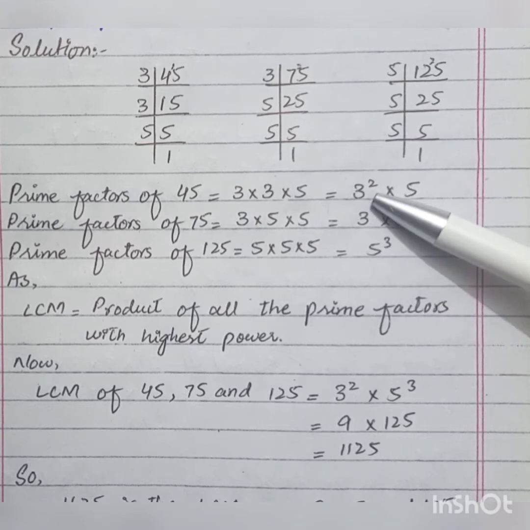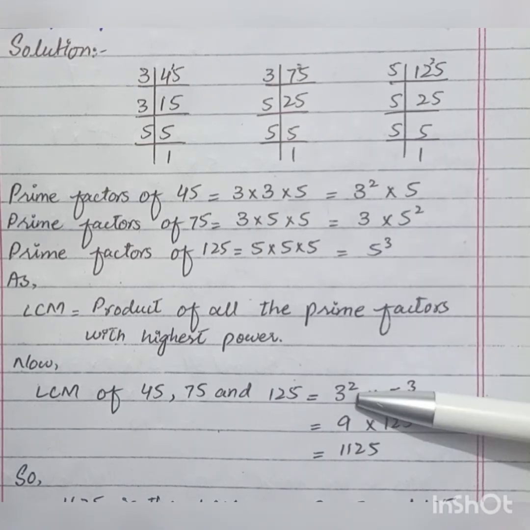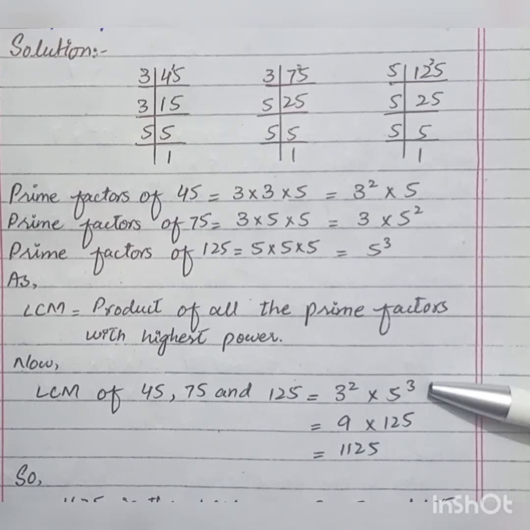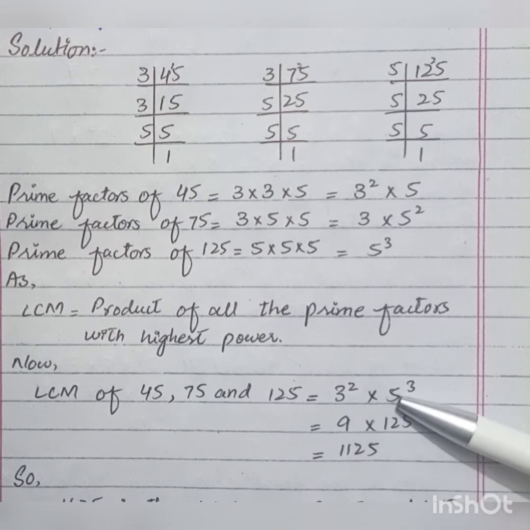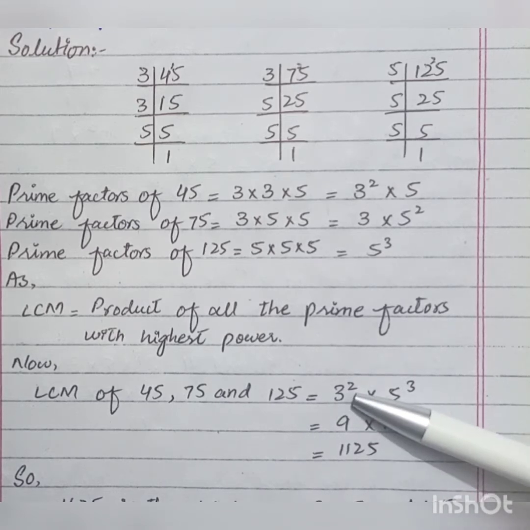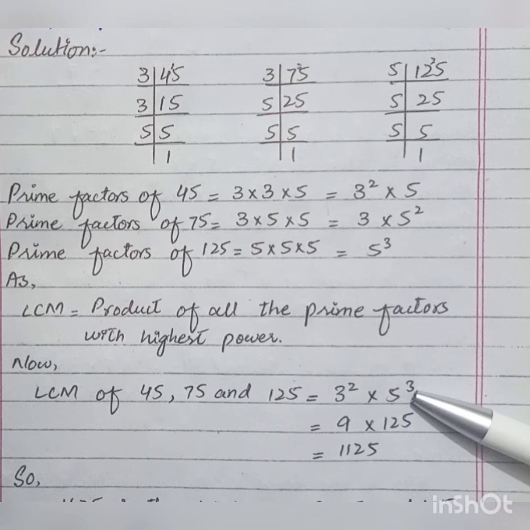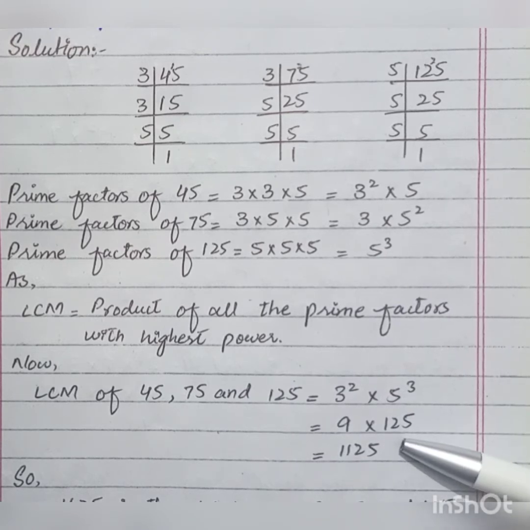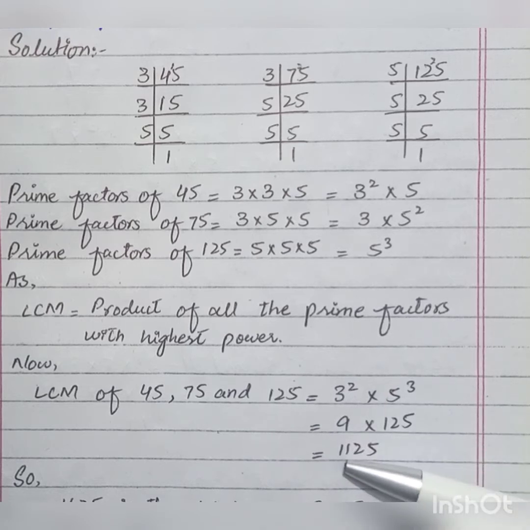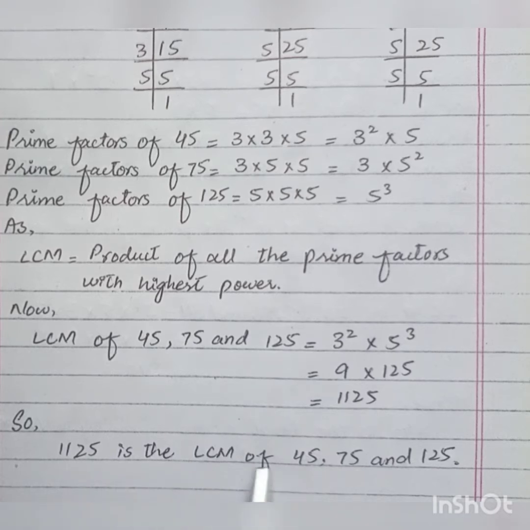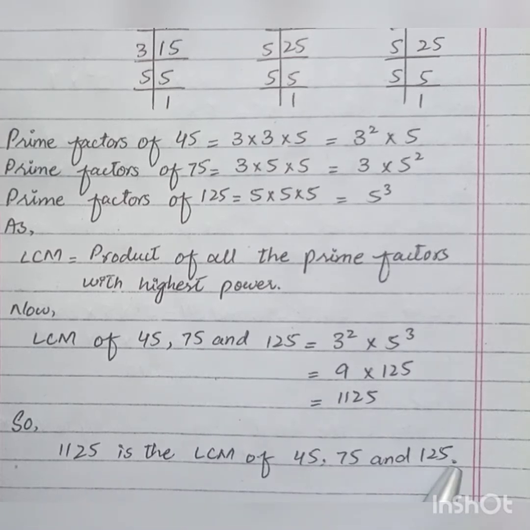As you can see that the highest power of the number 3 is 2, which is mentioned here, and the highest power of 5 is 3, which is also mentioned here. So the product of prime factors with highest power are 3 raised to power 2 and 5 raised to power 3. Now students, 3 to the power of 2 means 3 multiplied by 3 and answer is equal to 9, and 5 to the power of 3 means 5 multiplied by 5 multiplied by 5, which is equal to 125. Now multiply 125 to 9, the answer is 1125. So now students, 1125 is the LCM of 45, 75 and 125.